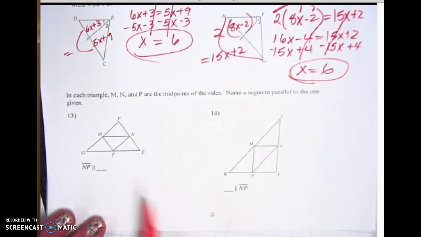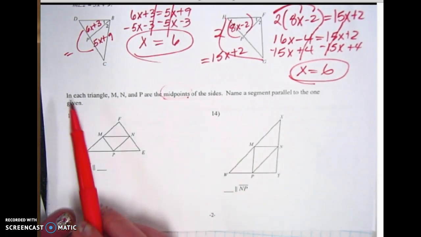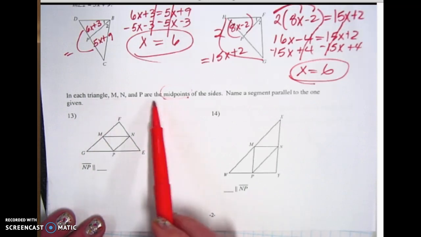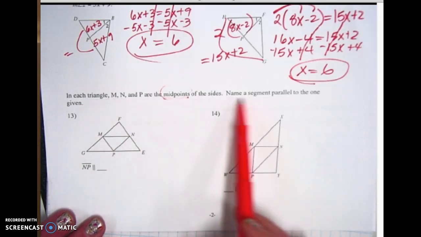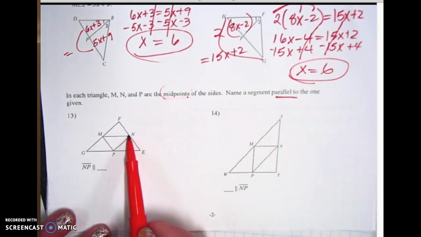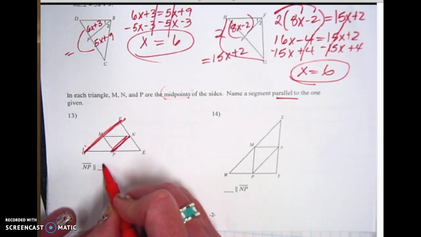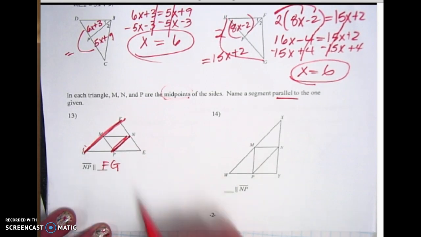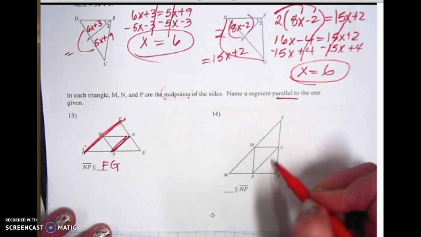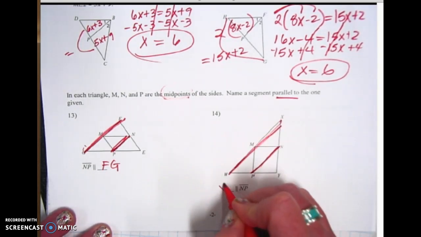Numbers 13 and 14, these are midpoints. So these end up being mid-segments in each triangle. And N and P are midpoints. Name a segment that is parallel to one given. So NP right here is going to be parallel to this one, which is FG. Number 14, NP is going to be parallel to this one, which is XW.